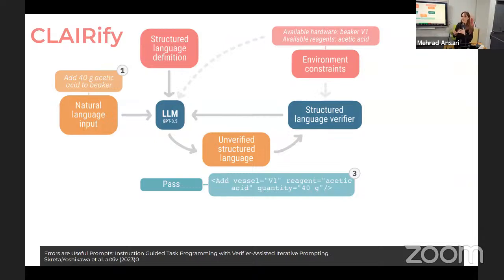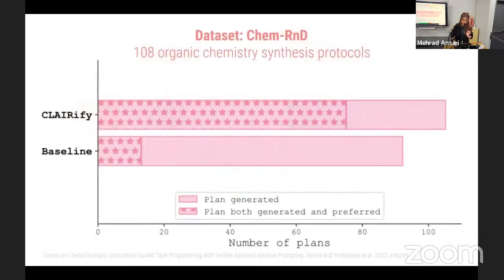We then passed it through a verifier. So this is a checker to make sure that everything in the language is permissible. And if it wasn't, we would pass that back as feedback to the language model. We would say, hey, these are the mistakes that you've made. Can you fix these now? And then we would go through that loop of generating unverified structured language and then verifying it until we would pass the verifier. Once it passes the verifier check, we could then confirm that at least the plan was syntactically correct and the robot wouldn't fail because of something wrong in the language.